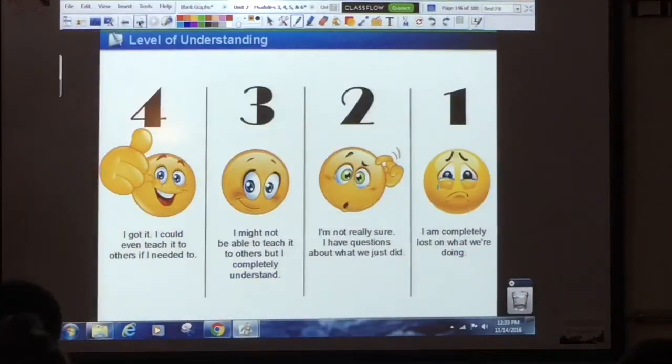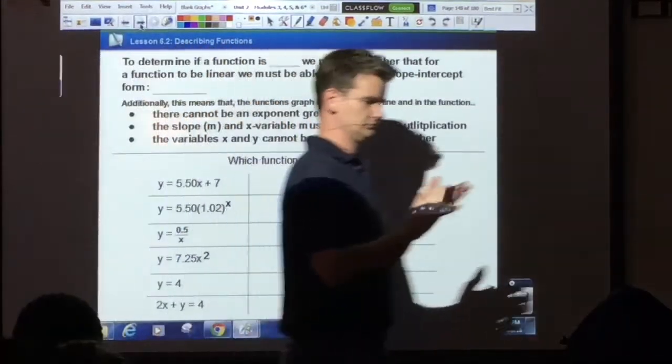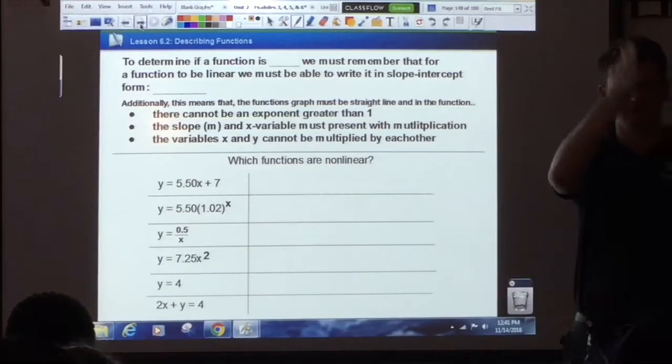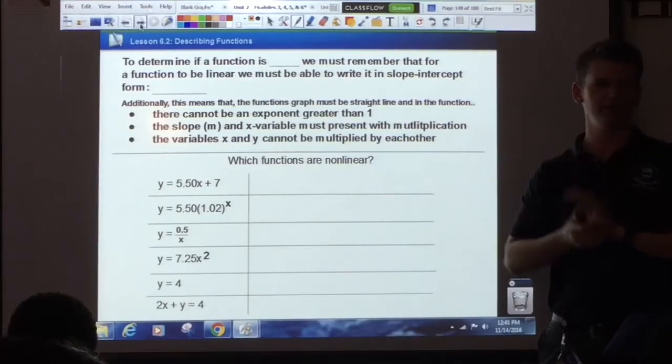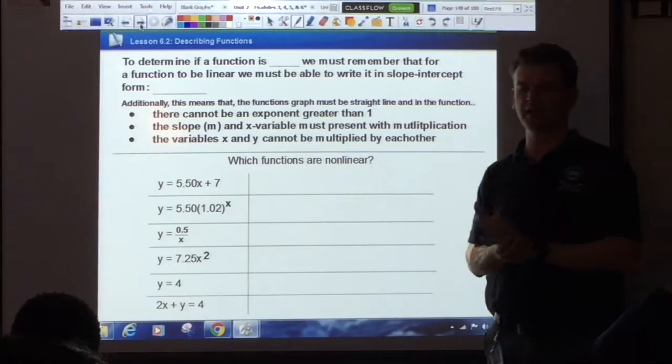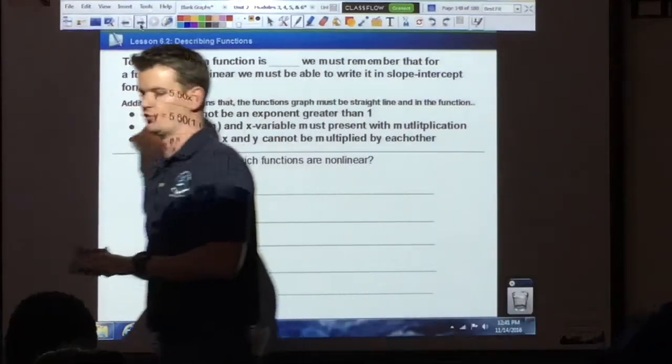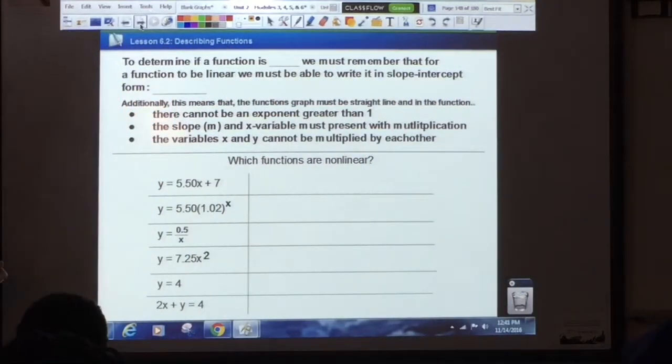All right. Well, today let's figure out what the difference is between linear and nonlinear functions. This is the same application as what we did with equations. Once again, remember that equations and functions are kind of the same thing. I wrote these with y so you can see the similarities here. We're looking for a couple things. One, it cannot have an exponent greater than 1. That would be a nonlinear function.